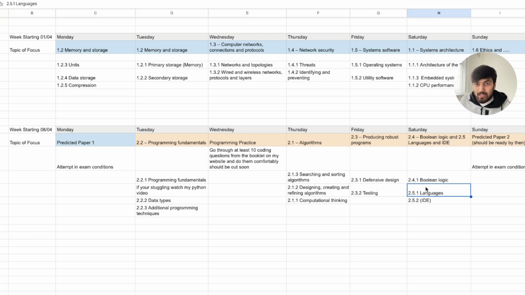Know the difference between assemblers and compilers, difference between high level and low level. Again, use resources online, there's plenty. And also your IDE, make sure you know the difference between features that help debug the code and features that help write the code. There are two separate categories which you must know. So make sure you focus on that. And Sunday, predicted paper 2. Make sure you go through it. It'll be ready in time for Sunday. Don't worry about that.